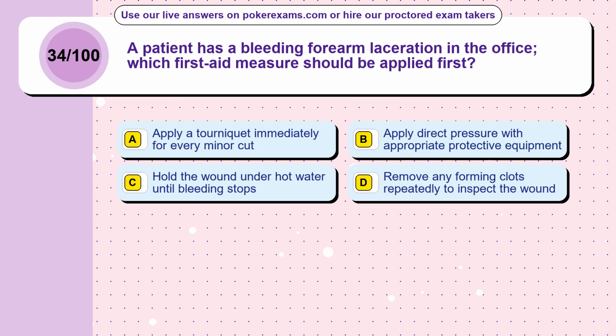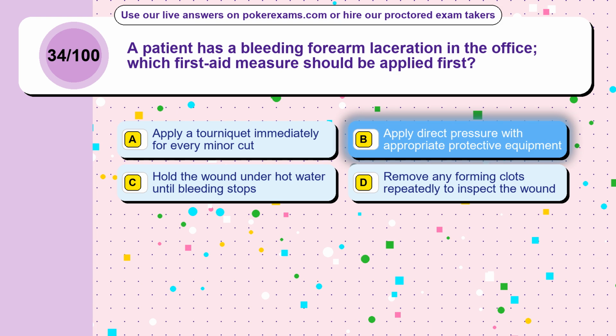Question 34. A patient has a bleeding forearm laceration in the office. Which first aid measure should be applied first? Option A. Apply a tourniquet immediately for every minor cut. Option B. Apply direct pressure with appropriate protective equipment. Option C. Hold the wound under hot water until bleeding stops. Option D. Remove any forming clots repeatedly to inspect the wound.